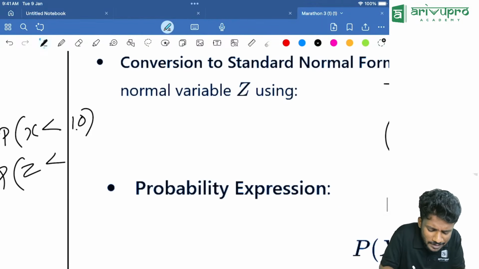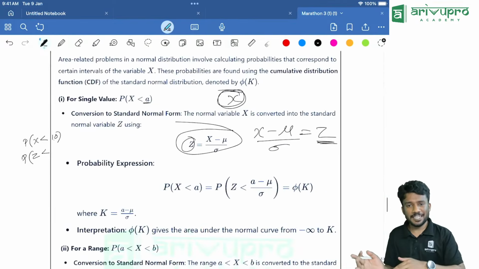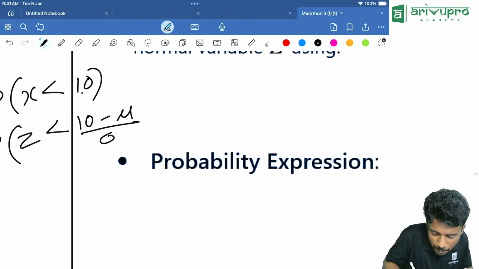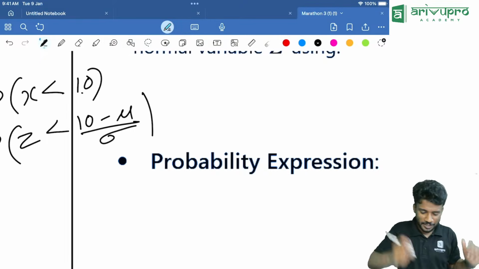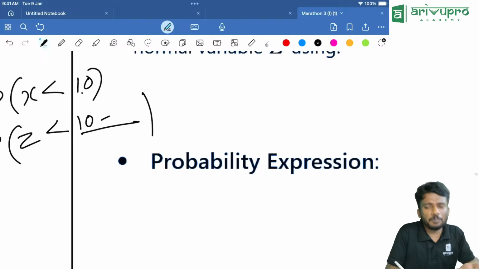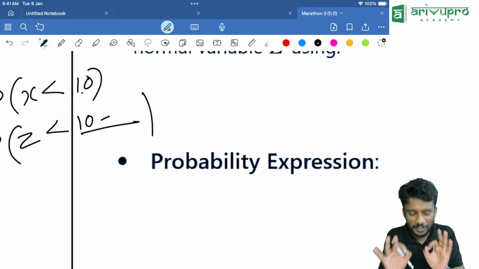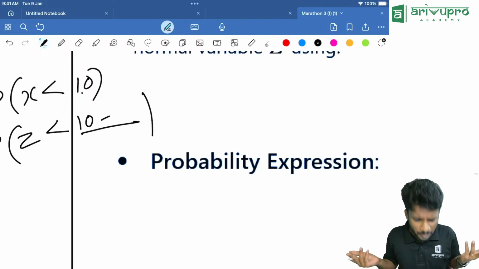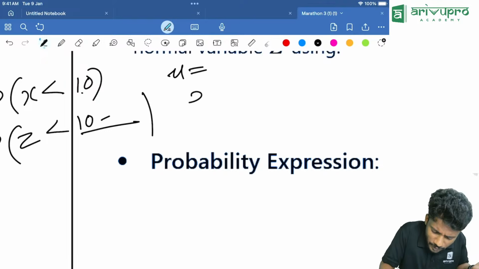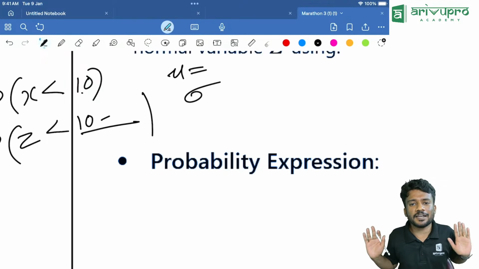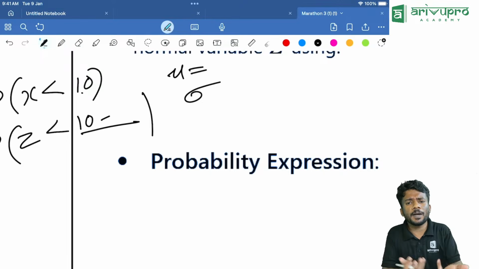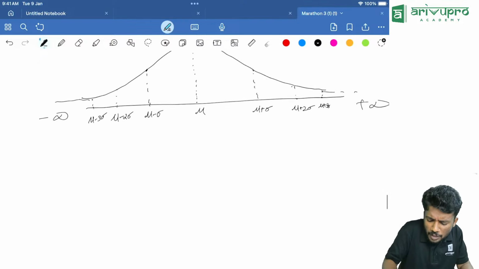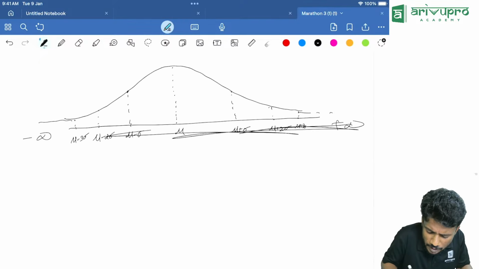Then what is this 10? That also we will make into a standard form. That's how we will do it: (10 minus mu) divided by sigma. In all the questions, the values of mu and sigma will be given. That is the point we are going to use to get the answer finally. When both are given, we can solve the question no matter what. Are you getting my point? Now we are changing our entire normal distribution into the standard normal distribution.